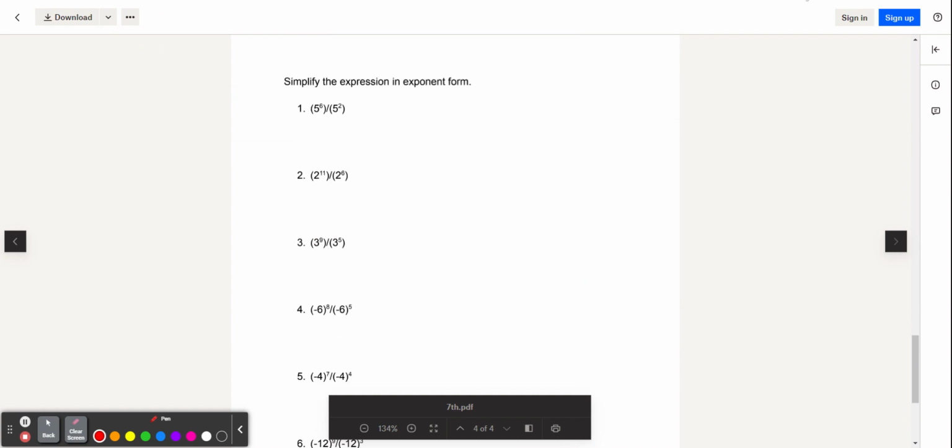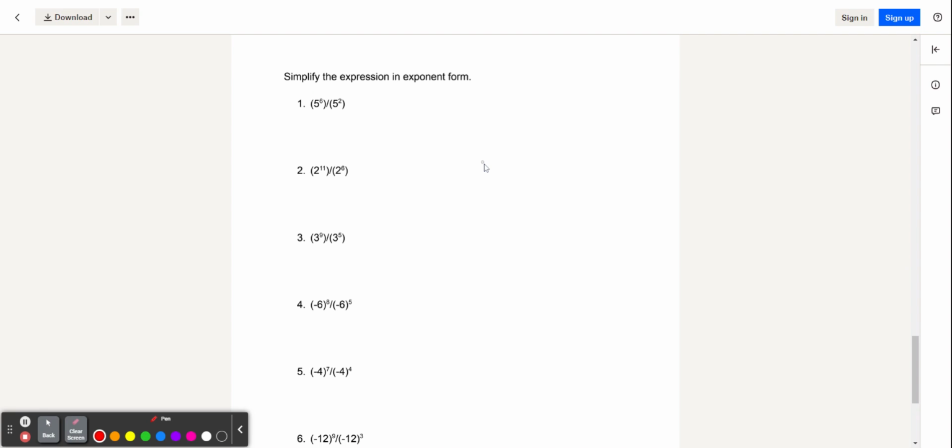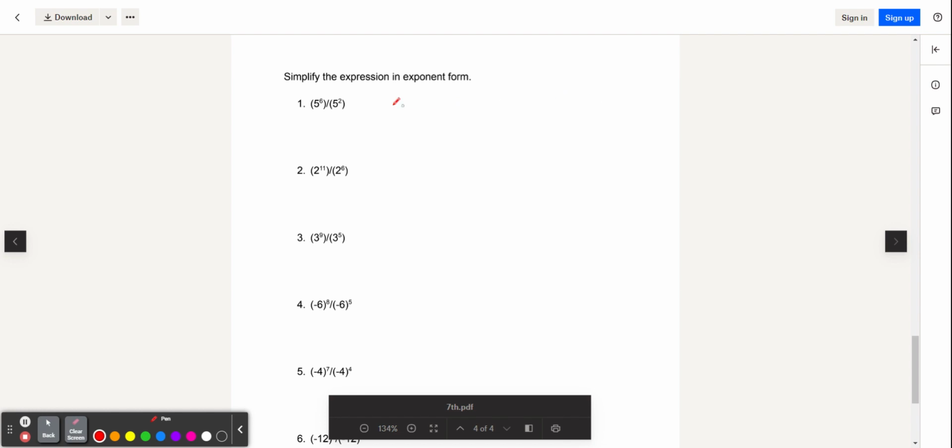Now, let's head on over to this last page, which is about exponents. In this case, we are dividing. Another exponent rule that we must learn to solve these types of problems is this. We learned previously that when you multiply like bases with different exponents, you write the base with the sum of the exponents. So for example, x to the power of 2 times x to the power of 3 is equal to x to the power of 5.